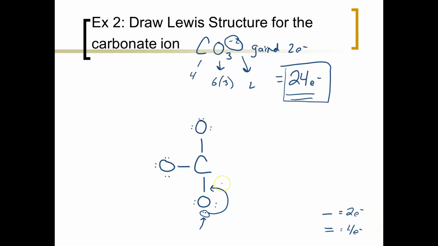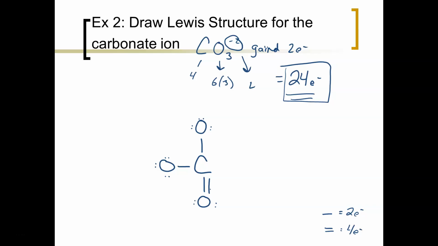Let's go ahead and I'm going to clean this up and do that. So I'm going to move this lone pair over here. I really could have picked any lone pair on any oxygen to do this. So I'm going to erase it from here. And I'm going to move it here. There we go. Now I have my double bond.